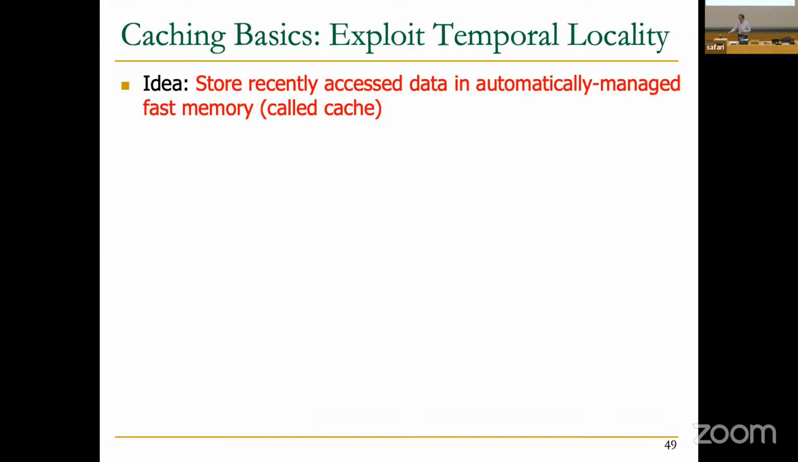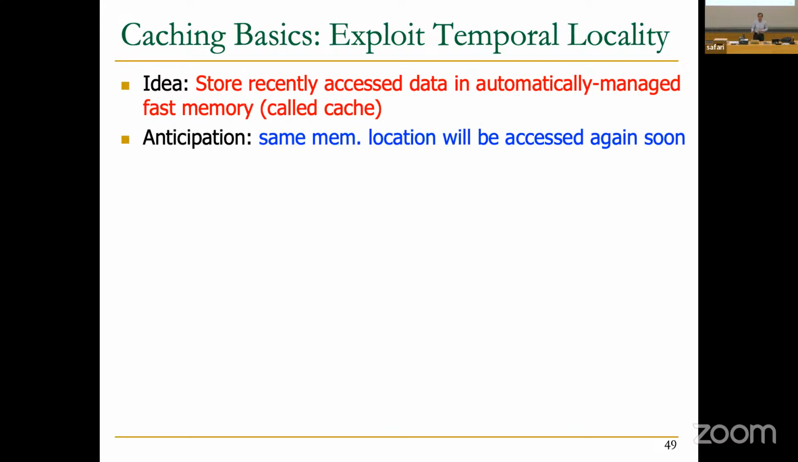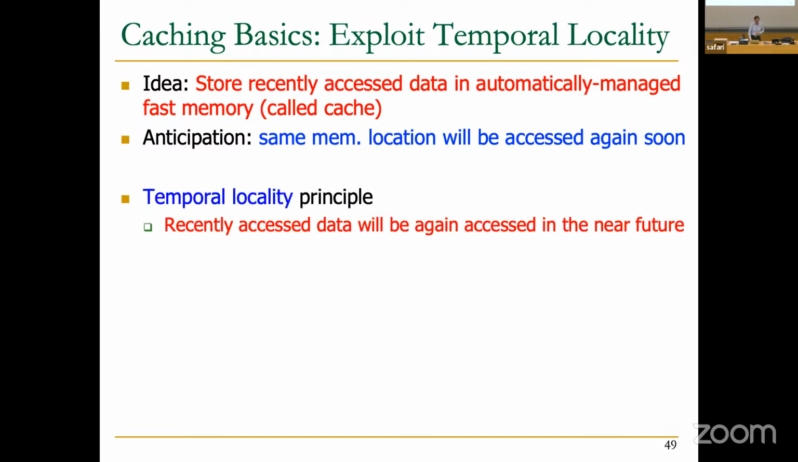And this is what caches essentially exploit. Caches exploit temporal locality, and caches are a fundamental part of the memory hierarchy. In fact, you can view any memory as a cache, if you will. But basically, they store recently accessed data in an automatically managed fast memory. And this is called a cache today. It's basically fast memory that's automatically managed, transparently to the programmer, usually. And the anticipation is that the same memory location will be accessed again soon. So this is the temporal locality principle, as we discussed, right? Recently accessed data will be accessed again in the near future.